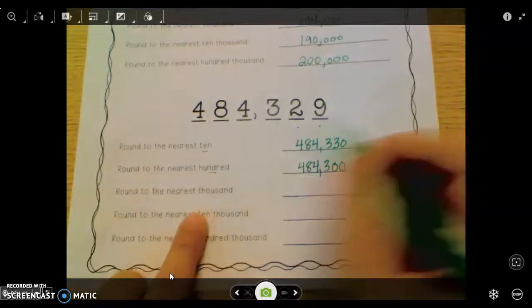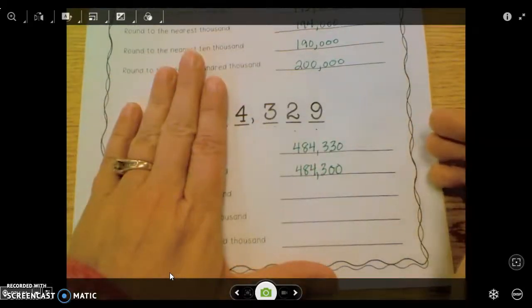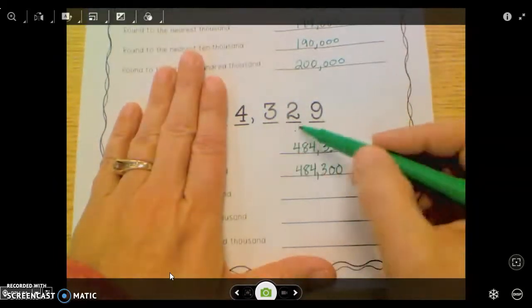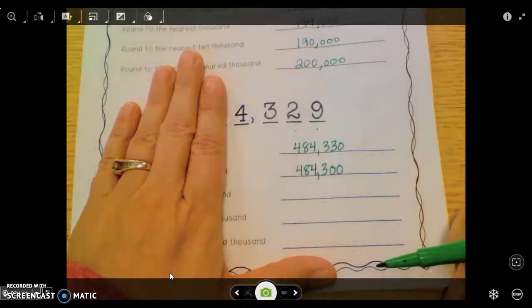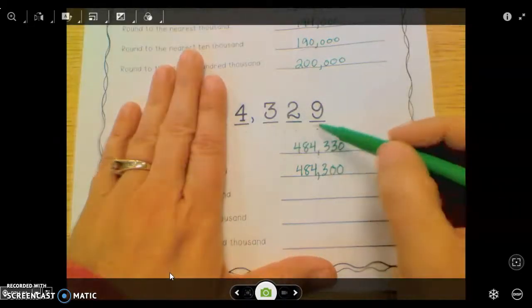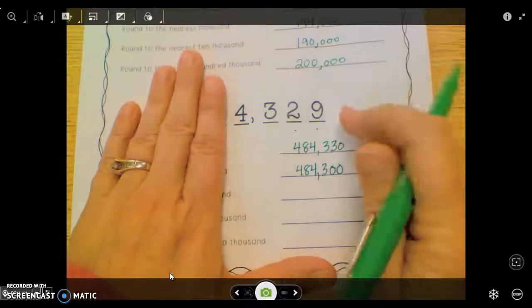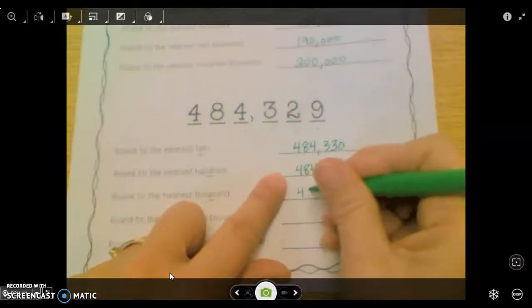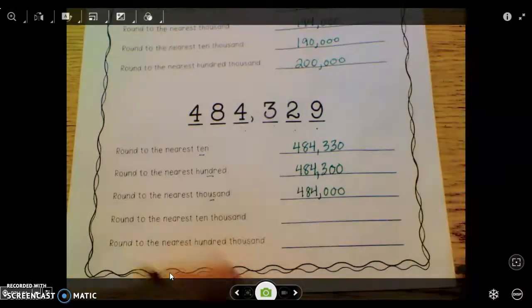Okay. Now let's round to the nearest 1,000. I'm going to cover up those other ones. I know I have to include them. I want to think, is 4,329 closer to 4,000 or 5,000? Well, I know that 500 is halfway, so 4,329 is closer to 4,000. So I'm going to round this part of my number to 4,000, but I have to include those other ones. So it's going to round to 484,000.